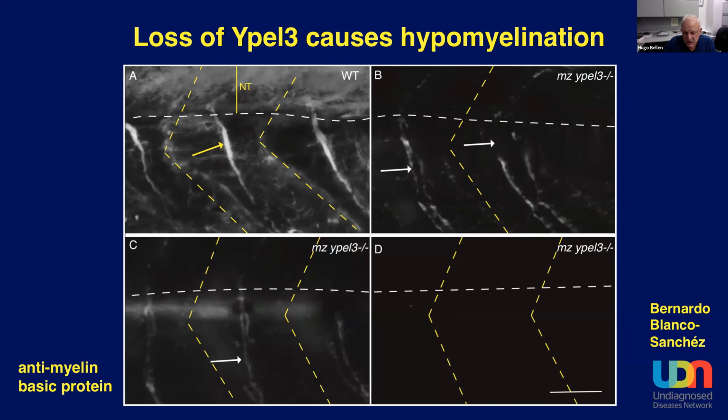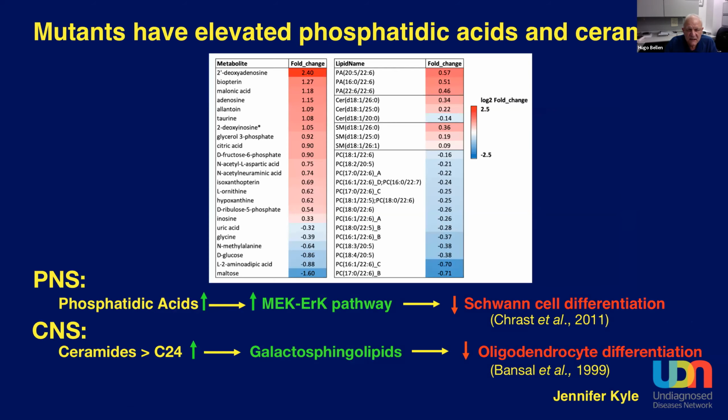So this suggests that there is a key problem with the Schwann cells, and in fact also the oligodendrocytes in this mutant, a differentiation problem of these cells. Interestingly, they went on to do metabolomic studies on these mutants and found that in the PNS there was an upregulation of phosphatidic acid, which is known to cause a problem with Schwann cell differentiation. So somehow this gene affects lipid metabolism during differentiation of the oligodendrocytes, Schwann cells and perineural cells.